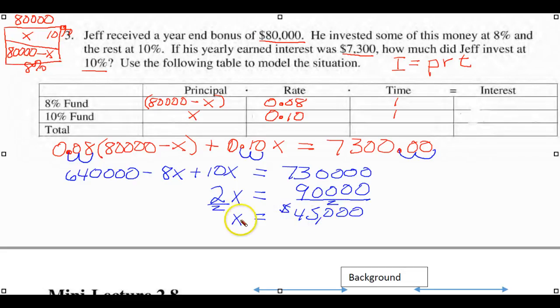Now notice that since x was our 10%, this is what they're asking. How much did Jeff invest at 10%? We have it right there. Now if we would have switched these numbers around, our x here would have been 35,000. Then we would have had to subtract that from the 80,000 to get the 45,000. That's how it's shown in our booklet. I did it the other way, so we got the answer right away.